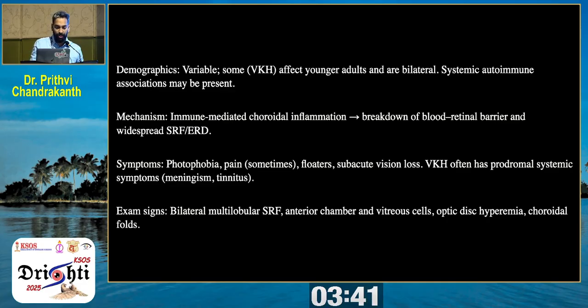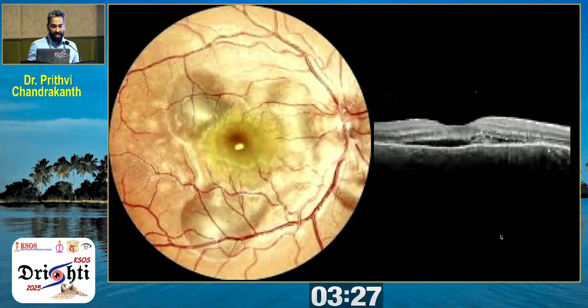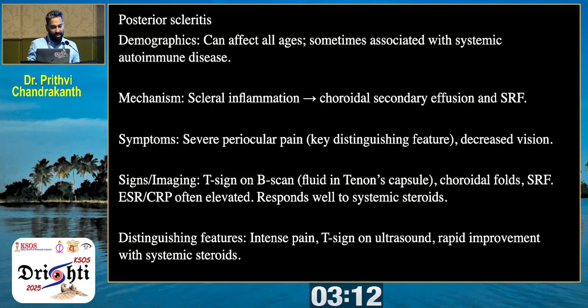The best way of doing this is fundus imaging with the FFA, which will give you good pinpoint leaks of VKH. You can see the starry sky appearance, and OCT will show you a lot of SRF pockets. Over here, you can see a few SRF pockets in both eyes, which is demonstrated in the OCT also. This is a photo of multifocal choroiditis, which can also mimic CSC.